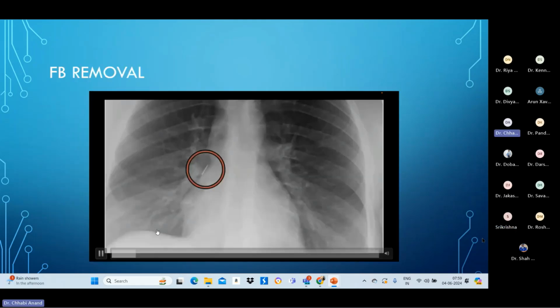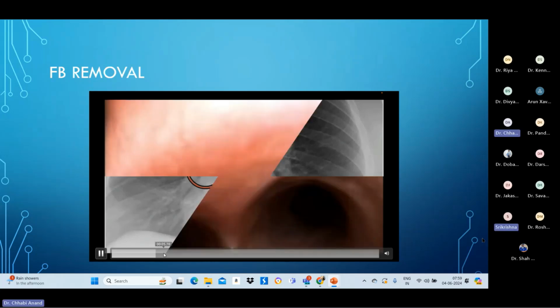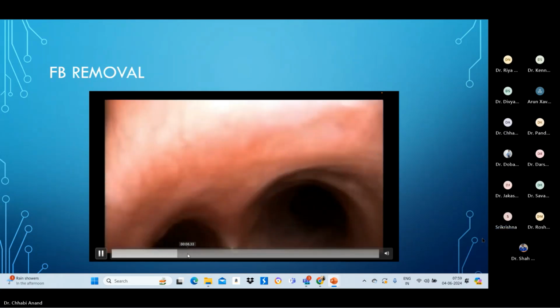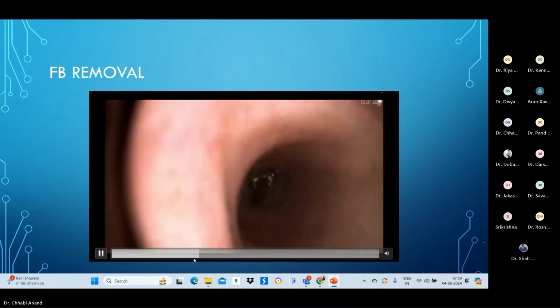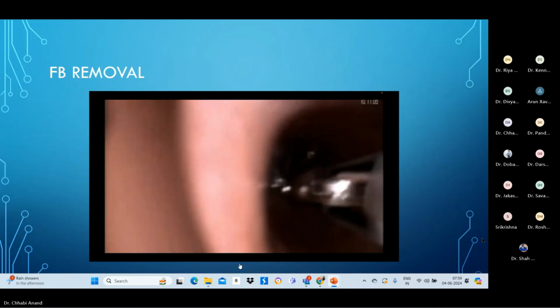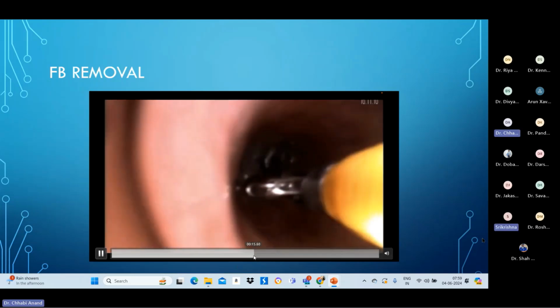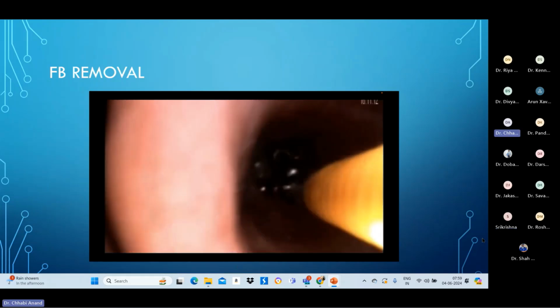This is a video, sir, showing this foreign body removal. The grasper is holding the foreign body and removing it.